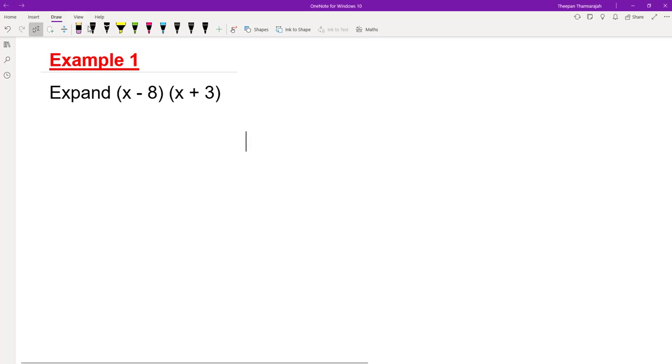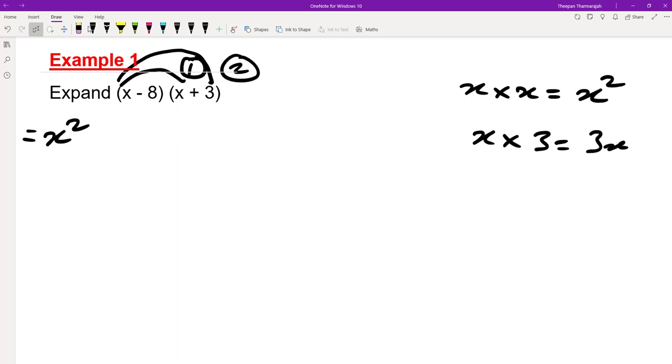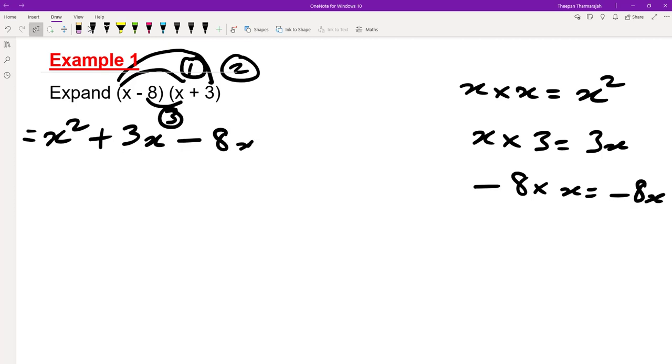Okay, welcome back. So we've got x times x is the first step, which is x squared, so we can write that down. Then we've got x times 3, which is the second step, which is 3x, so we get plus 3x. And then the third step, which is minus 8 times x, which is minus 8x. So I get minus 8x here. And then the fourth step, minus 8 times 3, which is minus 24.